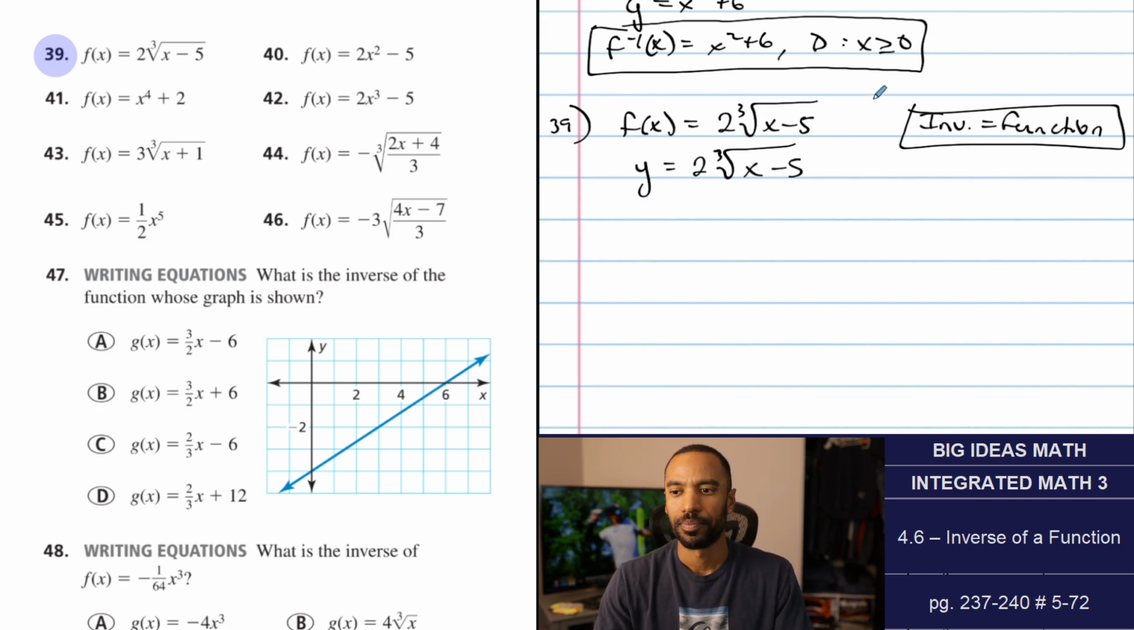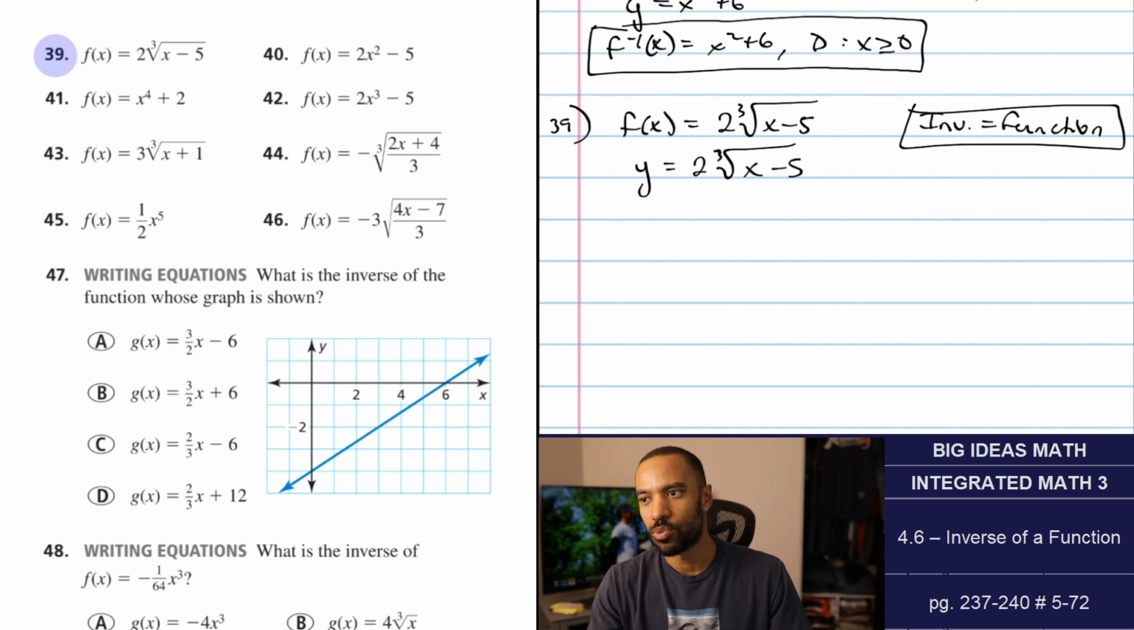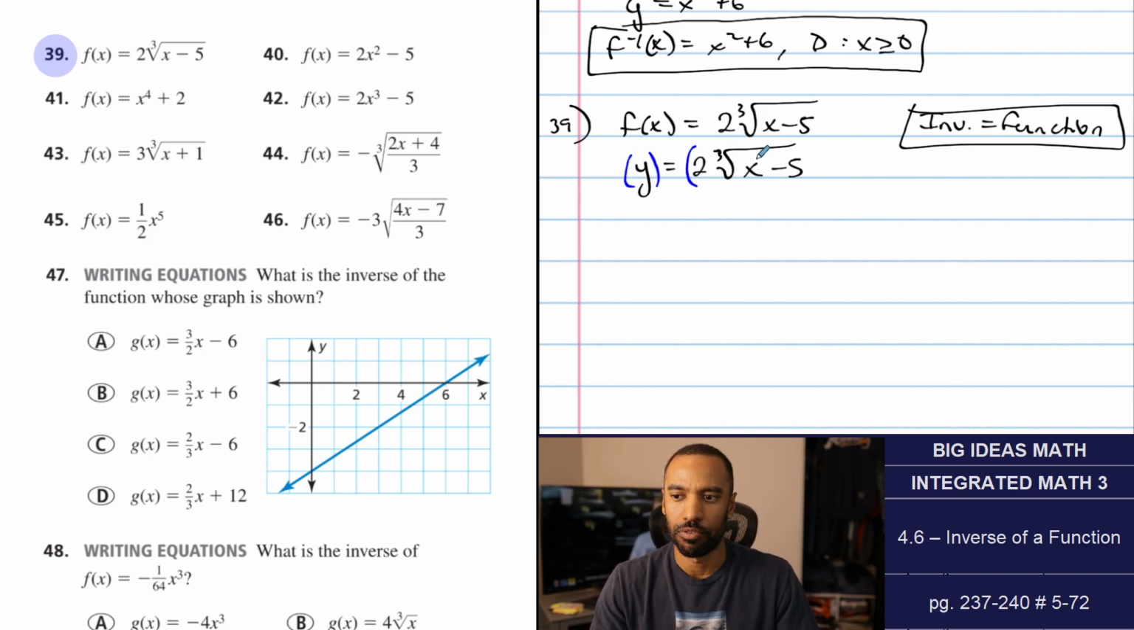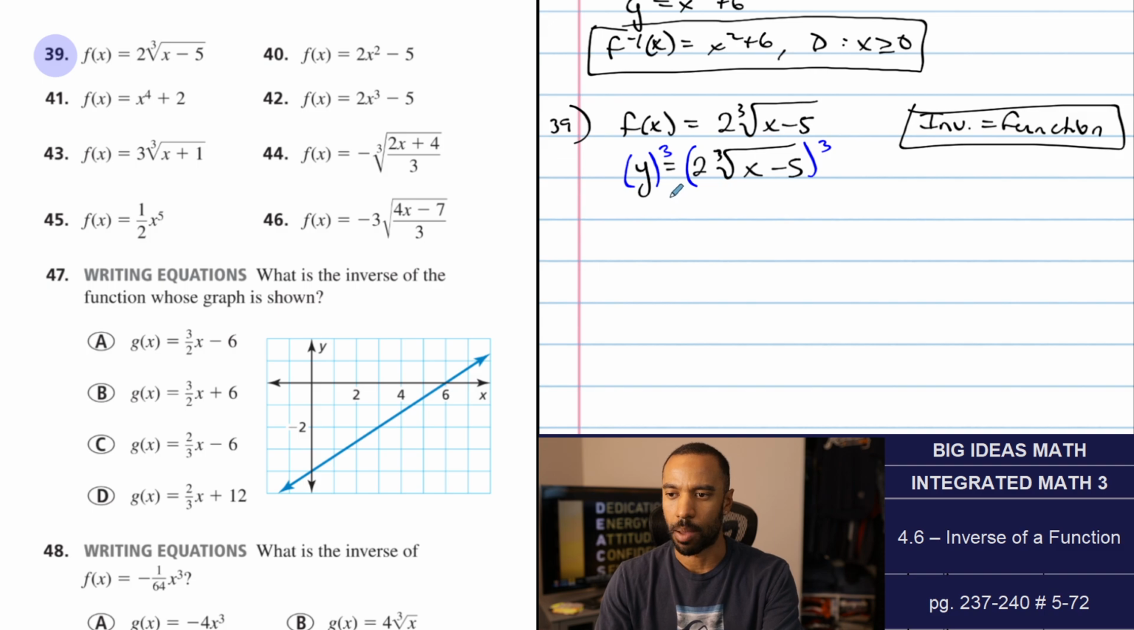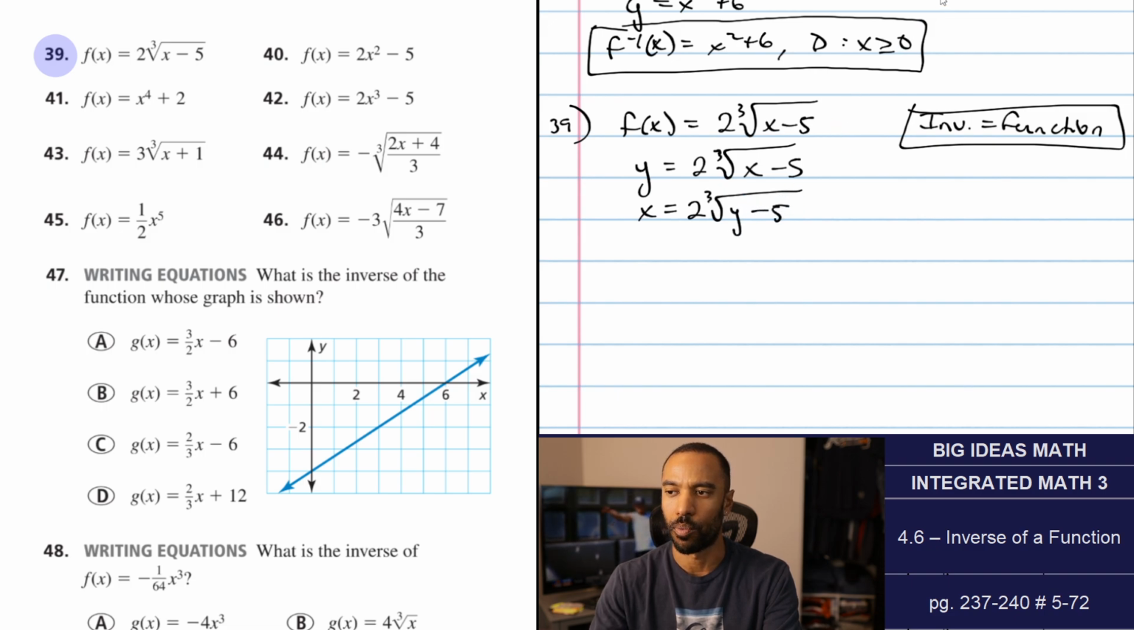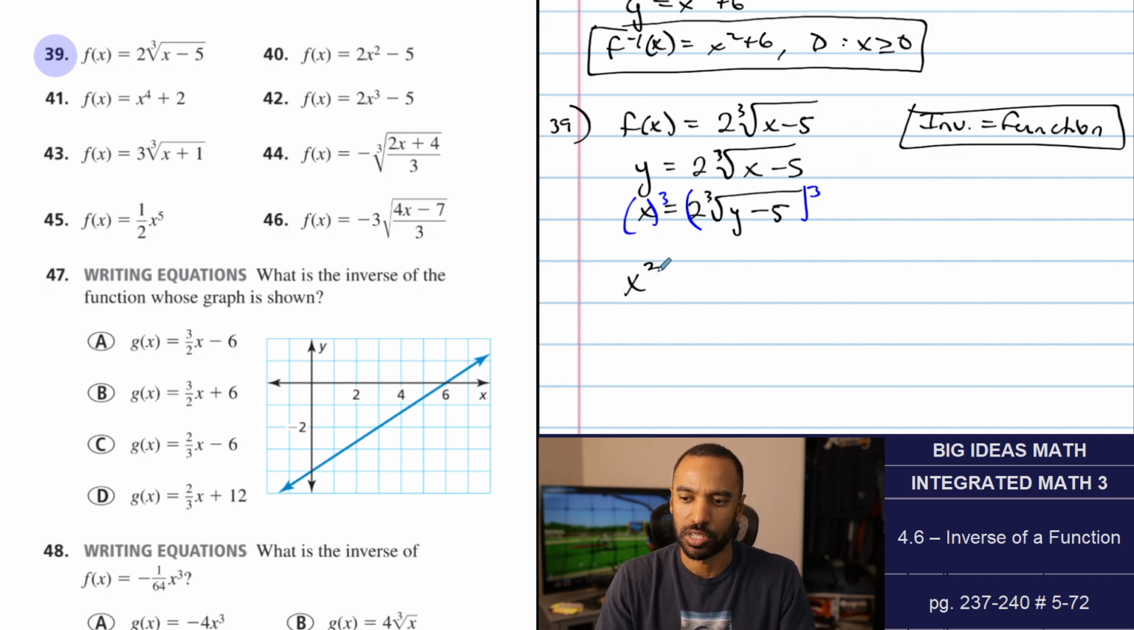So I prefer to cube both sides right now. We could divide by 2, but if there's dividing to come, let's make it later and save the fraction stuff for later. So if I cube both sides now, I'll have, actually not yet. I got to swap x and y. I thought I already did that. x equals 2 times cube root of y minus 5. And as I solve for y, let's cube both sides now instead of later, because if fractions are to come, I want to make sure I save it for the end.